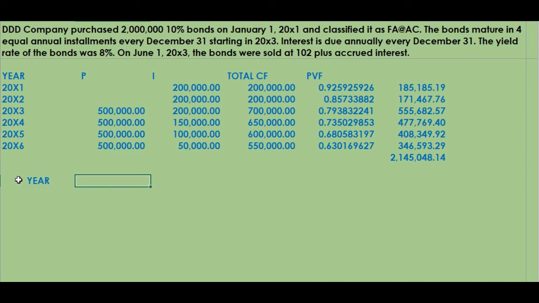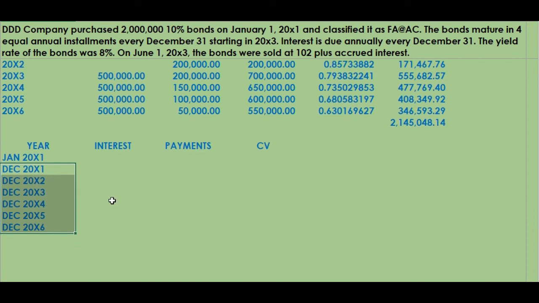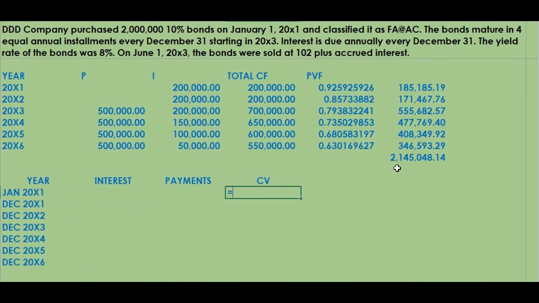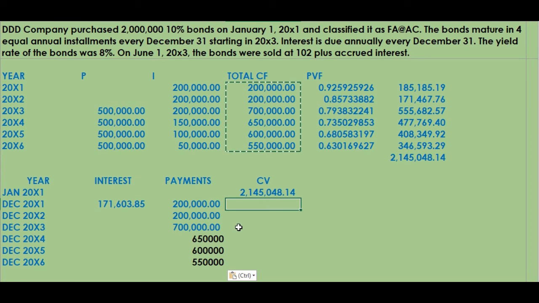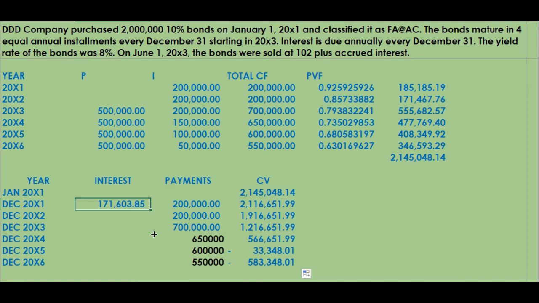So ito yung year, ito yung interest, ito yung payments, ito yung carrying value. So the year will be January 20x1, tapos December 20x1 hanggang 20x6. Ang interest natin mamaya pa, unahin muna natin yung carrying value. Ang interest natin dito will be based on the carrying value multiplied by 8%. Ang payments natin, para diretso, kopyahin na lang natin yung total cash flows doon. Okay. So, ang ating carrying value now will be equal to yung unang carrying value or the initial plus the interest minus the payments.